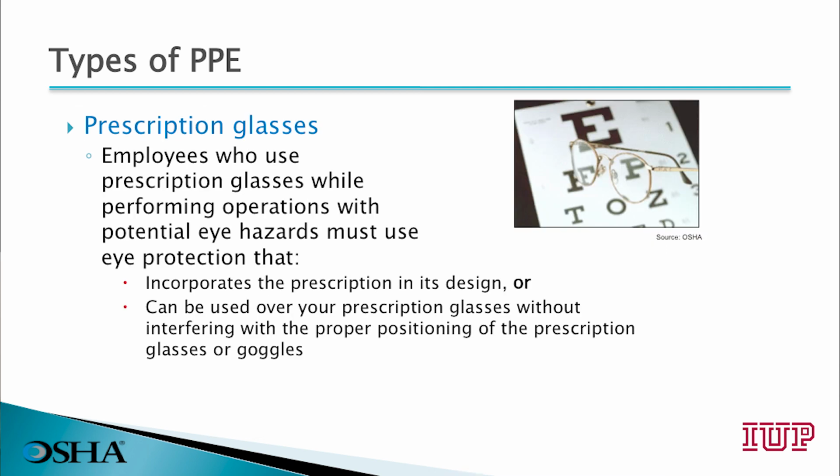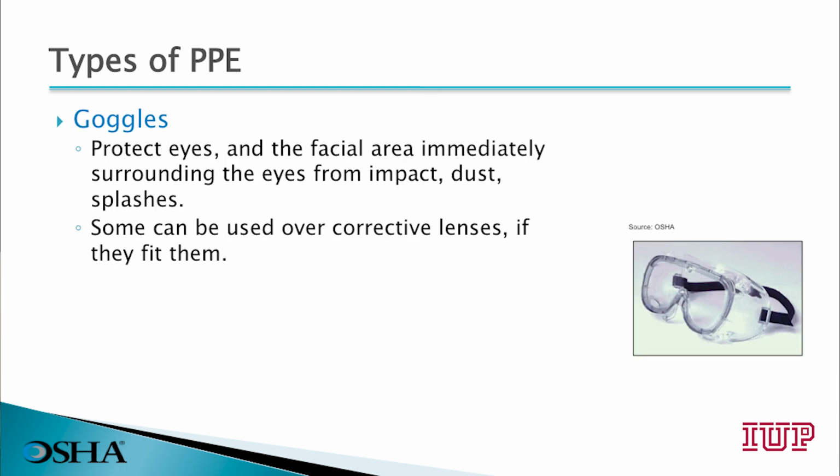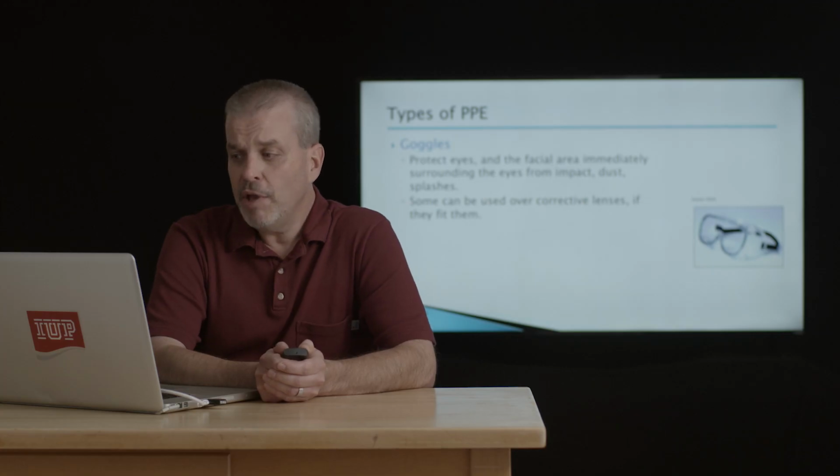Prescription glasses. Employees who use prescription glasses while performing operations with eye hazards need to either incorporate the prescription in its design or use safety glasses over top. Goggles. Goggles protect the eyes and the face area immediately surrounding the eyes from impacts, dust, and splashes, and goggles can sometimes be used over corrective lenses if they fit.